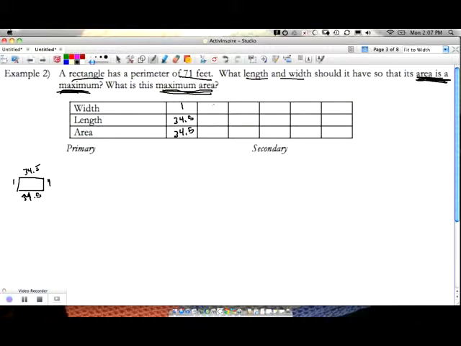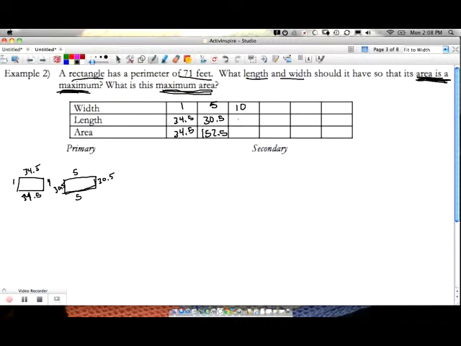Well, let's say we did like 5. That means we'd have 5 and 5. Well, that makes 10. So then we have 61 left over. So we have 30.5 here and 30.5 here. So 5 and 30.5. And length times width then. So 5 times 30.5, that's going to be 152.5.